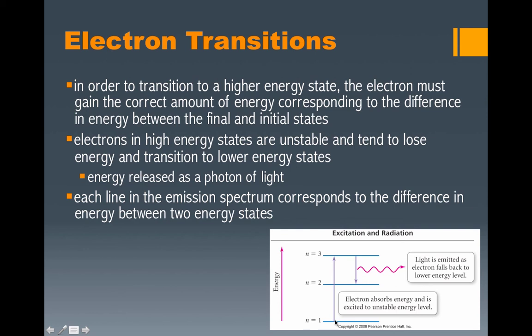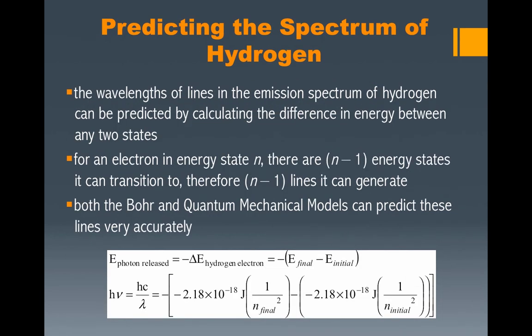Electrons in higher energy states are unstable, and they tend to lose the energy and transition back down to the lower or ground state. When this happens, a photon is released, and the energy carried by this photon is directly related to the energy difference between the two orbitals. This is what makes emission spectra, and this is what tells you about electron transitions.